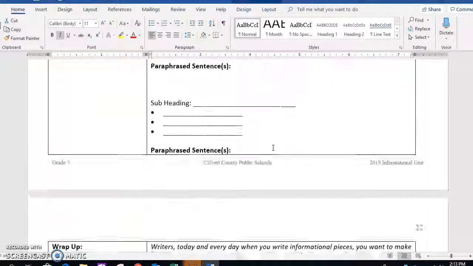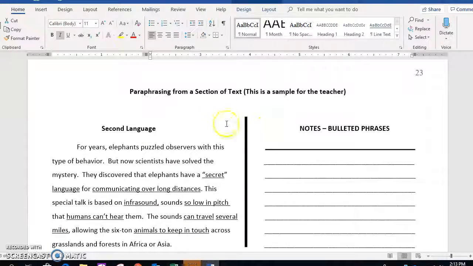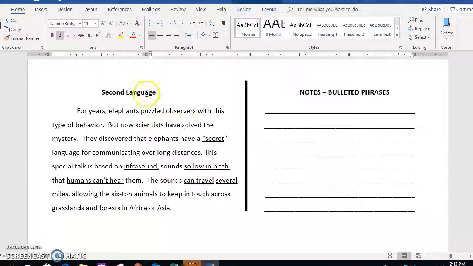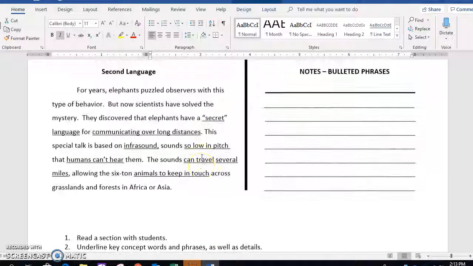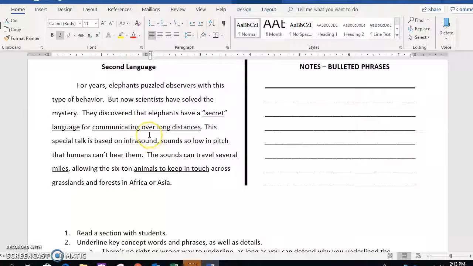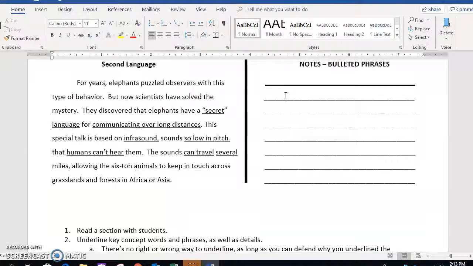What we did for you is, if you'll turn over to page 23, this is for the teacher. We've retyped a section of this article, and down here in the steps, I'm going to walk you through it. We have students underline domain-specific vocabulary, phrases, and keywords, and then students will share why they underlined what they did. Once they do that, they'll take their ideas and synthesize them a little bit into bulleted phrases, not sentences.